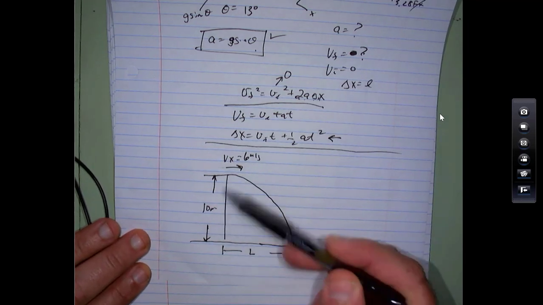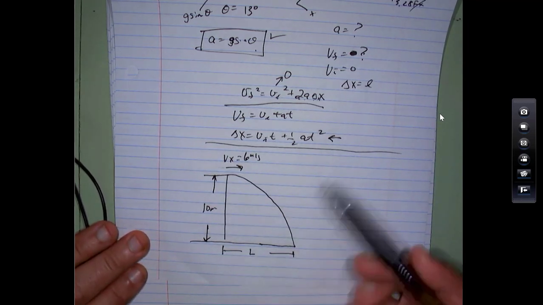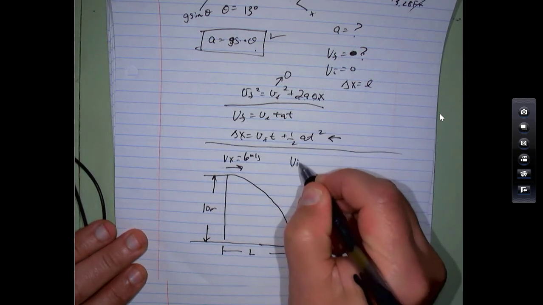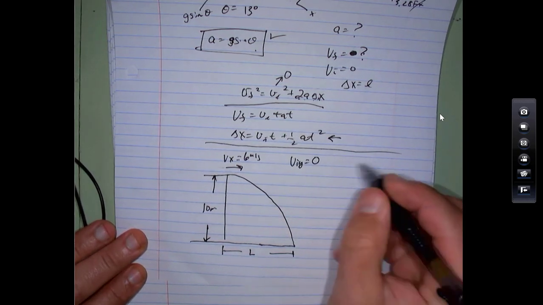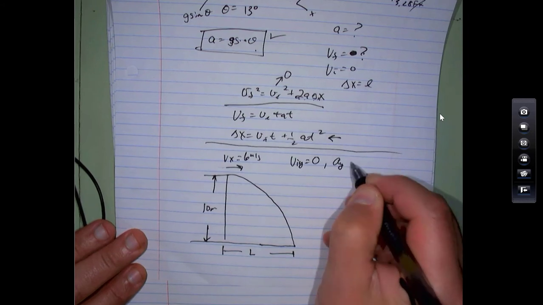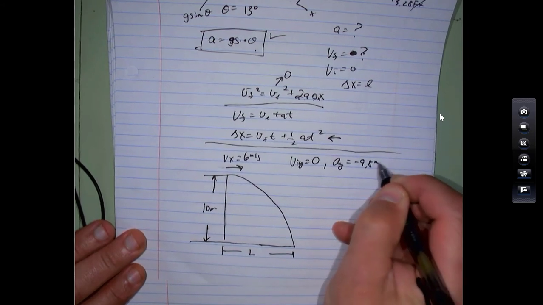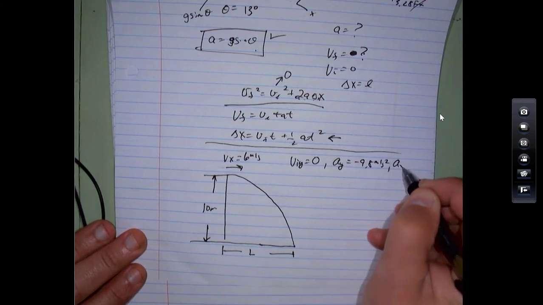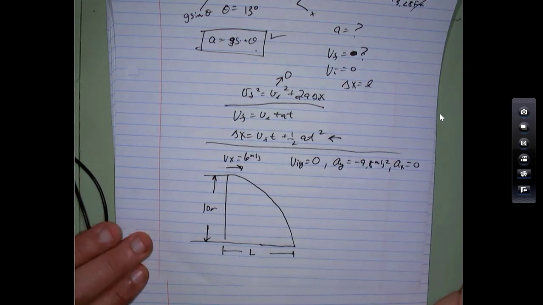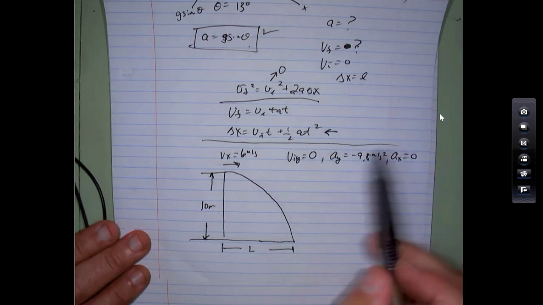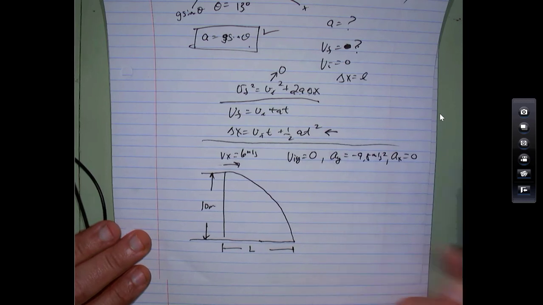That's just the height here. It doesn't seem like we're given a lot of information. But remember, the initial velocity in the y direction is 0 because we're moving horizontally. The acceleration in the y direction is negative 9.8. Acceleration in the x direction is 0. So there's a lot more that we actually can bring to the problem here, these three pieces of information.